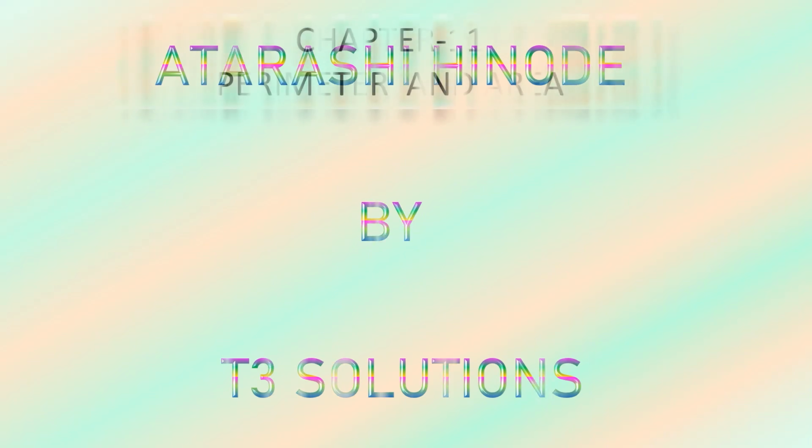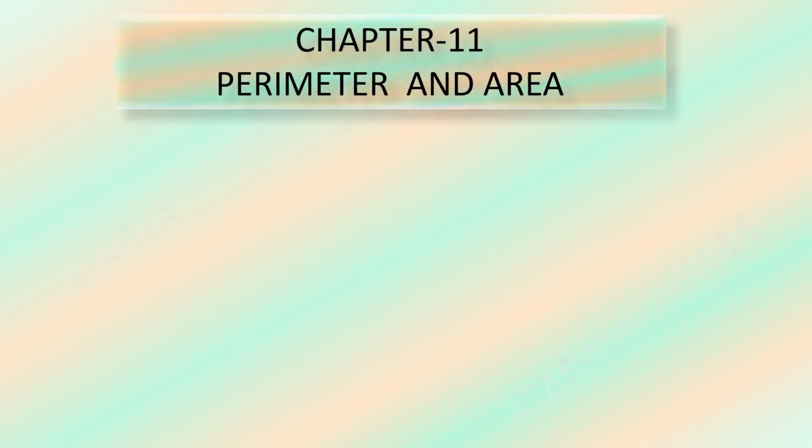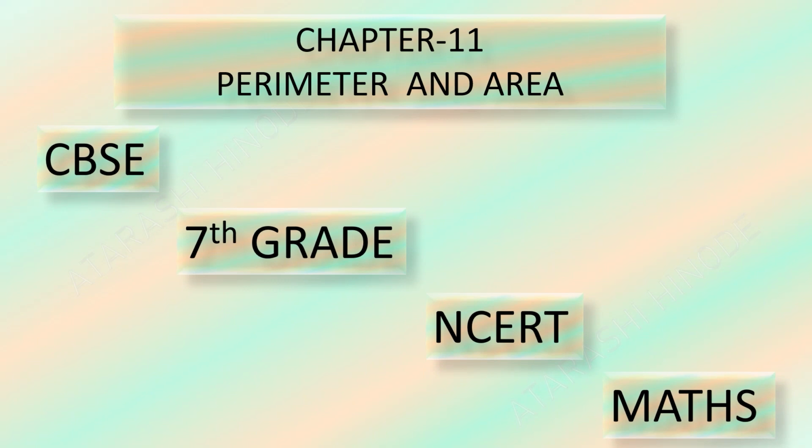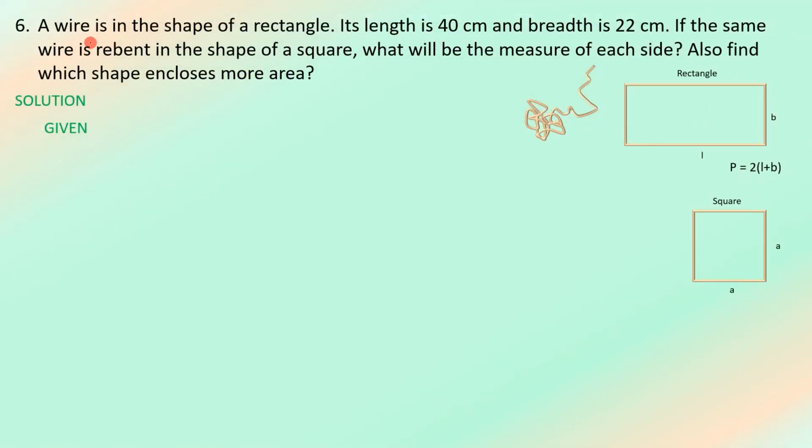Today we are going to do the sixth question of exercise 11.1, 7th grade CBSE NCERT Maths. Here the question is, a wire is in the shape of a rectangle. Its length is 40 cm and breadth is 22 cm. If the same wire is rebent in the shape of a square, what will be the measure of each side? Also, find which shape encloses more area.